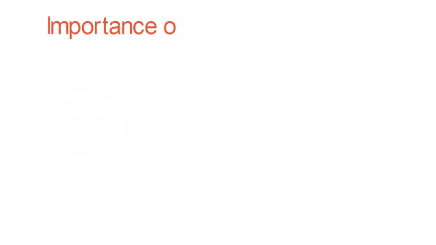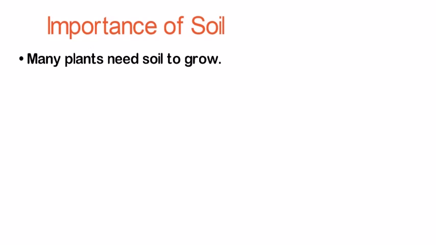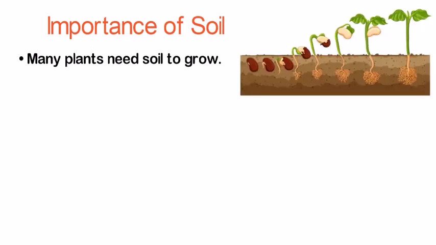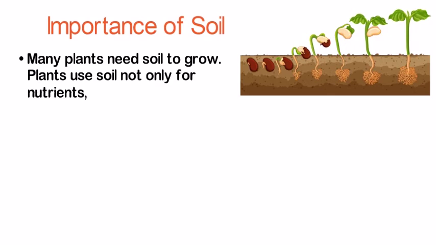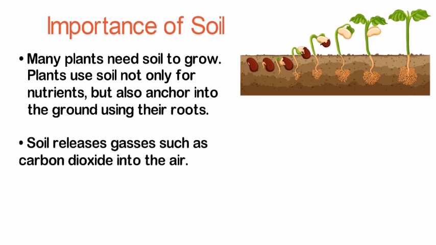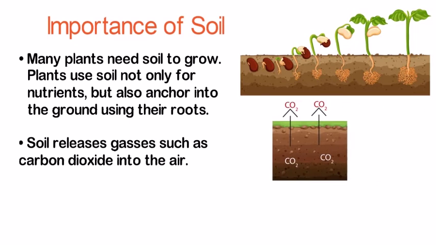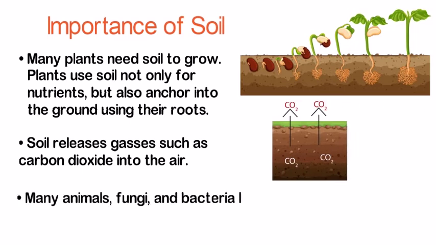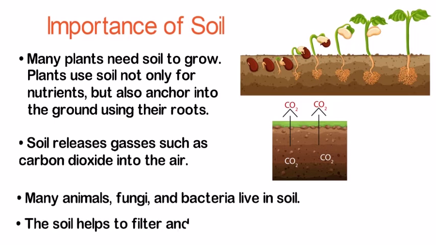Importance of soil. Many plants need soil to grow. Plants use soil not only for nutrients, but also anchor into the ground using their roots. Soil releases gases such as carbon dioxide into the air. Many animals, fungi, and bacteria live in soil. The soil helps to filter and clean our water.